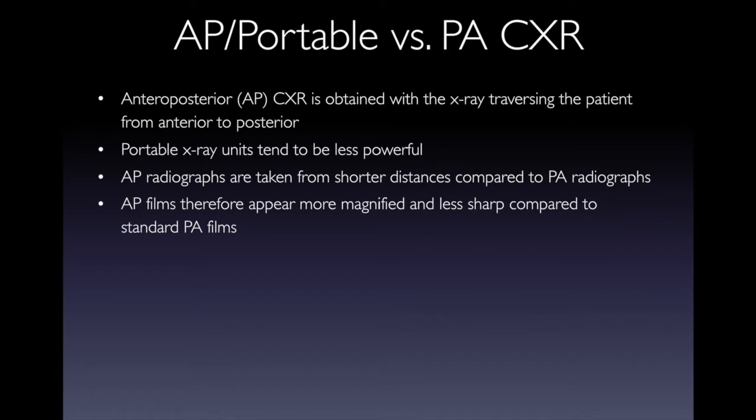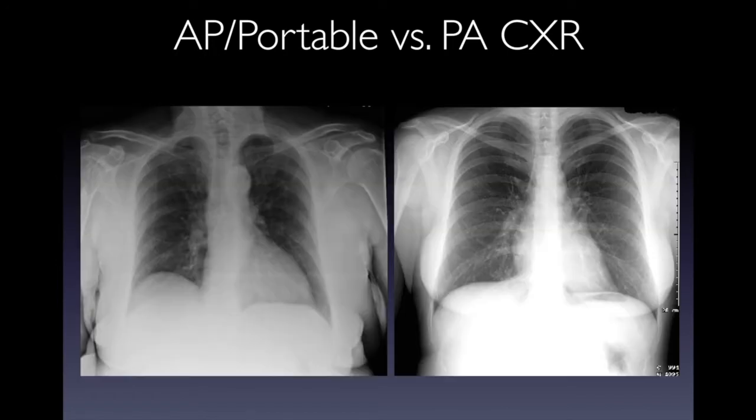PA films. A comparison of the two films: on the left you have the portable and on the right you have the PA. You obviously see the clarity of the PA film in relation to the AP. These are two different patients, but there is much more clarity as noted on these films. And also, something to look at for the portable film is most of the structures appear to be more magnified, which is due to the proximity of the x-ray beam to the patient.